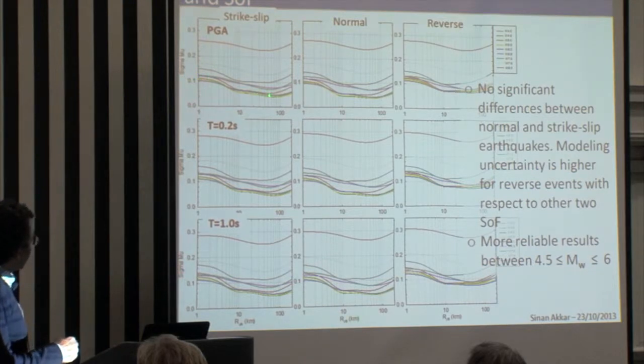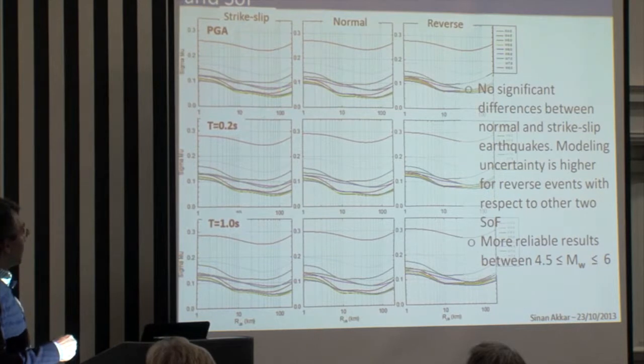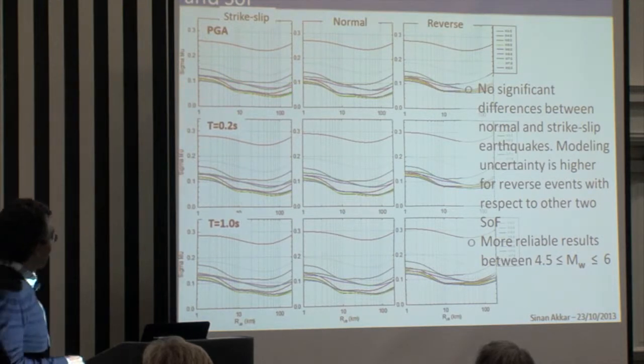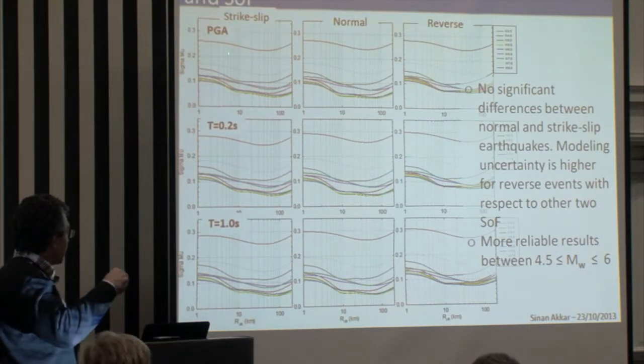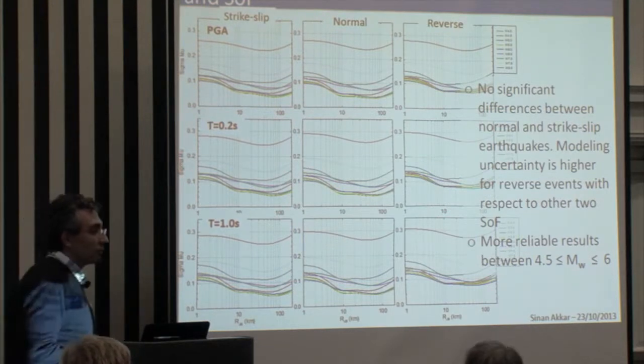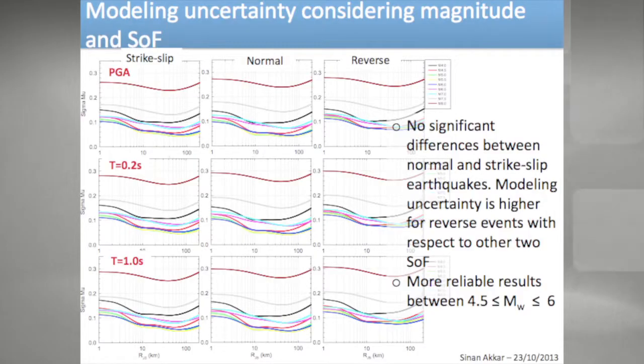They do not show a significant variation for magnitudes 4.5 and, I would say, 6 strictly, between 4 and 6. And with some sort of tolerance, I can also say that the modeling uncertainty doesn't change significantly for magnitudes up to 7, because this band is more or less the same variation. And this is valid for PGA, 0.2 and 1 seconds. We repeated this analysis for other spectral ordinates periods, and the variation is more or less the same.